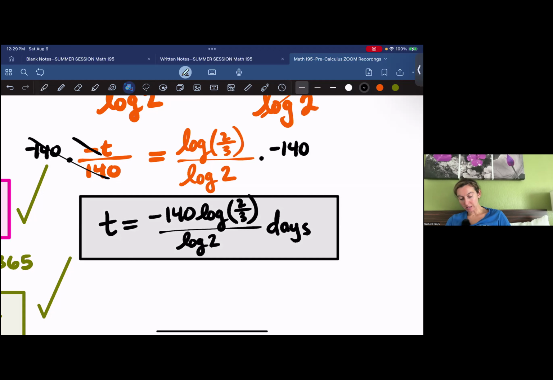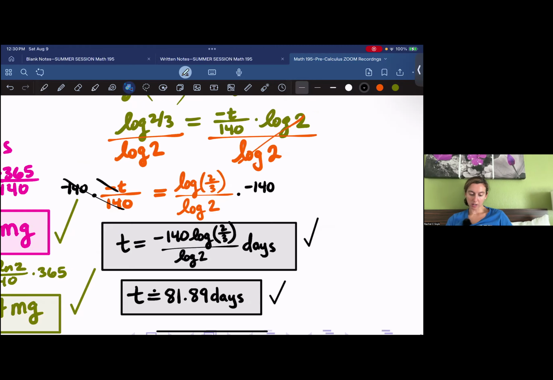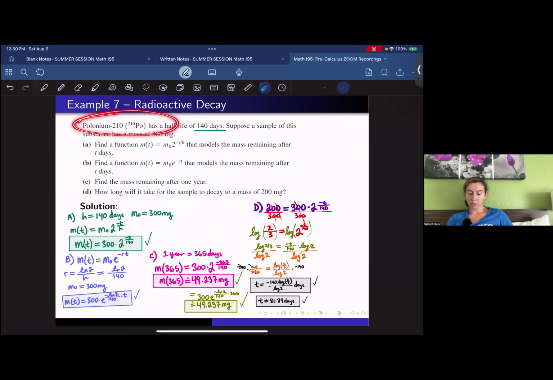Okay, so this is our exact value. If we plug this into our calculator, what do we get our approximate value to be? We get about 81.89 days. So what does that tell us? That tells us that after a little less than 82 days, our polonium will drop from 300 milligrams in substance down to 200 milligrams.